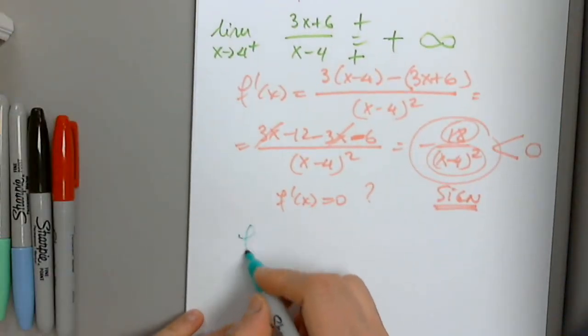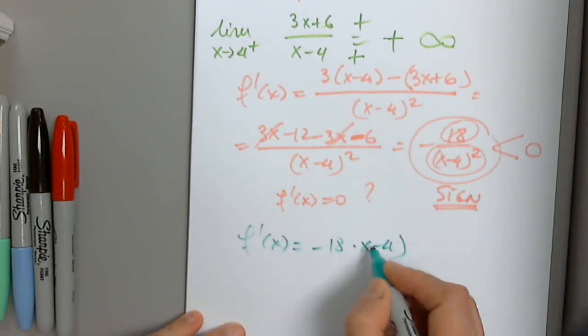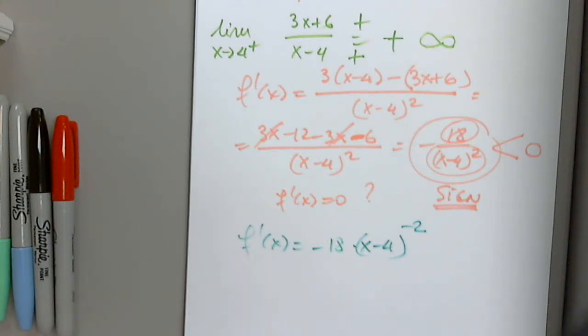So of course I will look at the function as negative 18 times (x minus 4) to the negative 2. This is the easiest expression to differentiate. So I'm hoping you're going to change it.